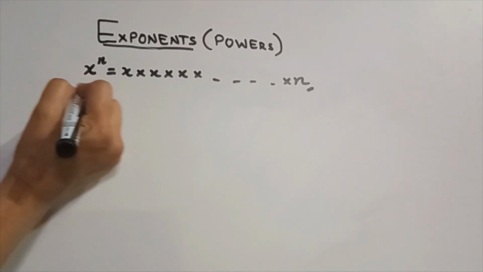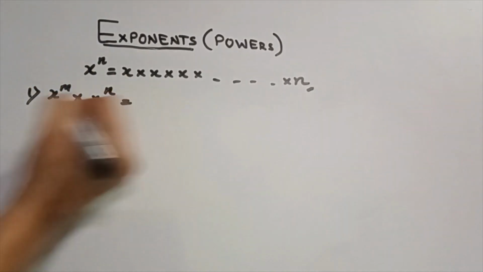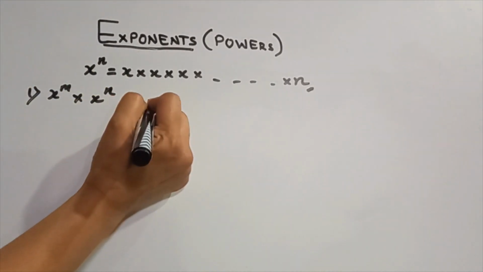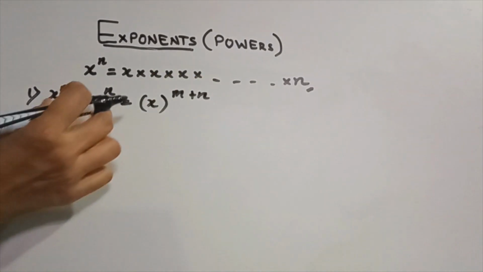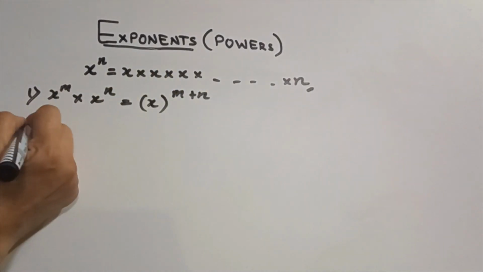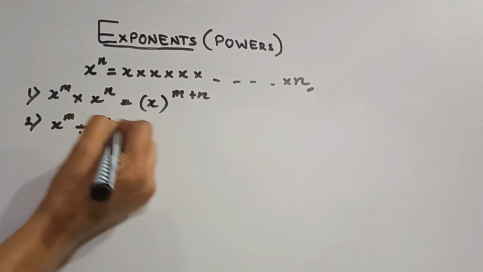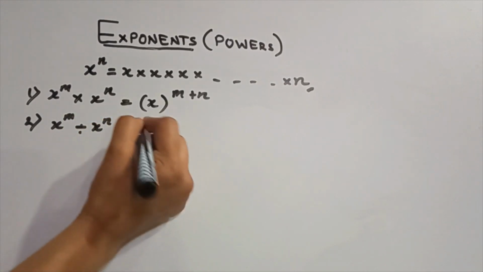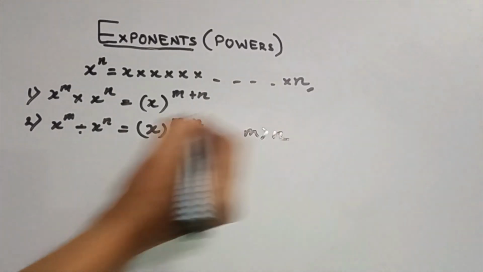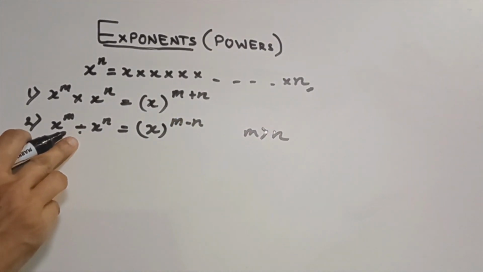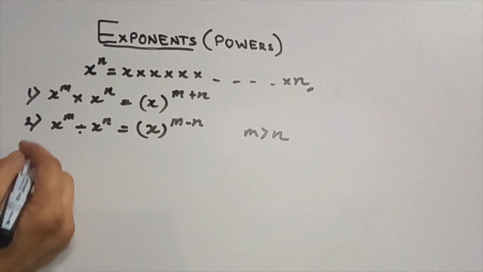x raised to m multiplied by x raised to n. This is the first case. When the base is same, we write it as x raised to the power m plus n. When the base is same, we add the powers. When there is a division sign in between, we write it as m minus n. This m must be greater than n. When the division sign is in between and the base is same, we subtract the powers.